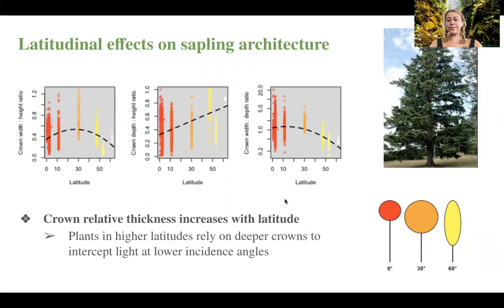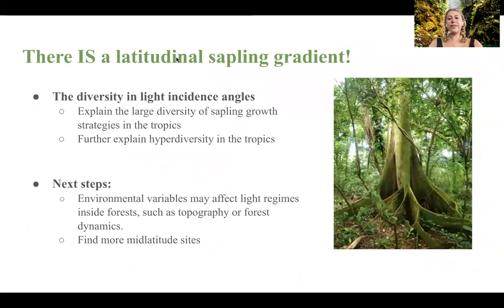to depth ratios. All right, so with this research, we found that there is in fact a latitudinal sapling gradient and that there's a great diversity in light incidence angles available, which can explain large diversity of sapling growth strategies in the tropics, because more light incidence angles means more light habitats and more complexity, which allows for more niches, which allows for more species, because they need different growth strategies in order to fill these different niches.